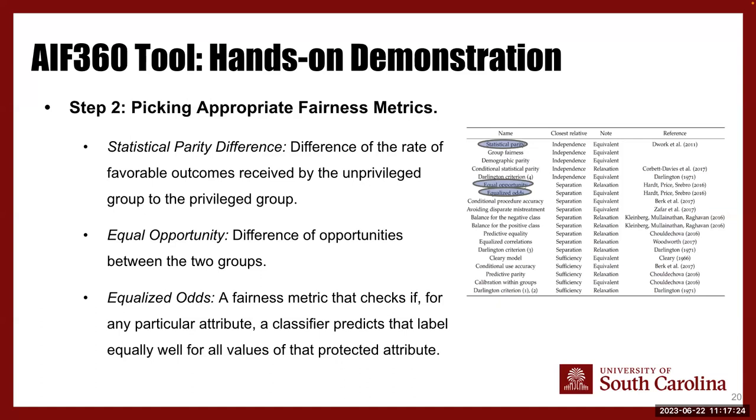Or if there is a mistake, right? Should the mistakes be similar, whether it is for male students and for female students? So selection of a fairness metric is not something which the tool can do. It is for humans to decide. And once you decide, then the system can tell you how good you are. So I want you to think when we start doing these things, it also helps us understand what is good for us.